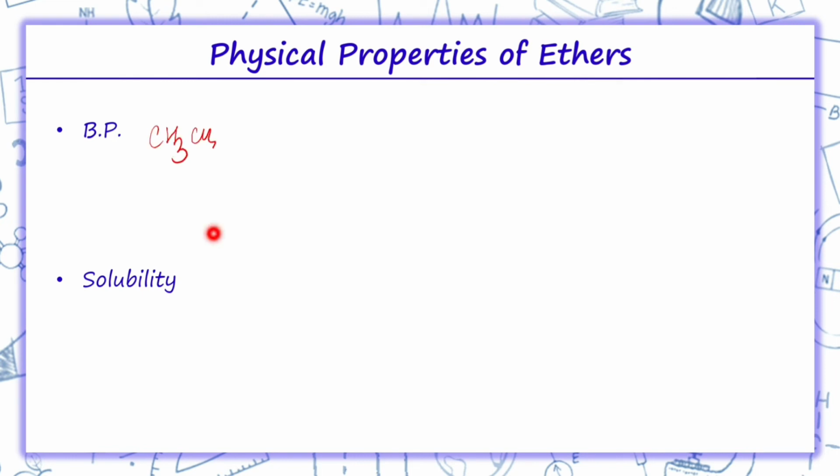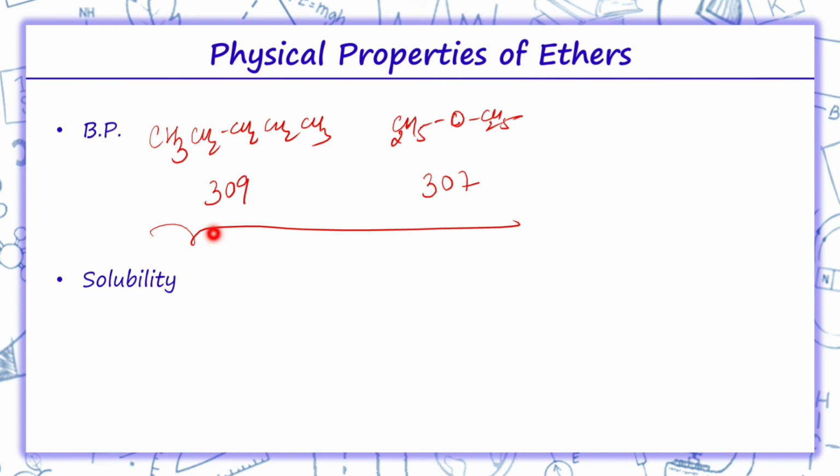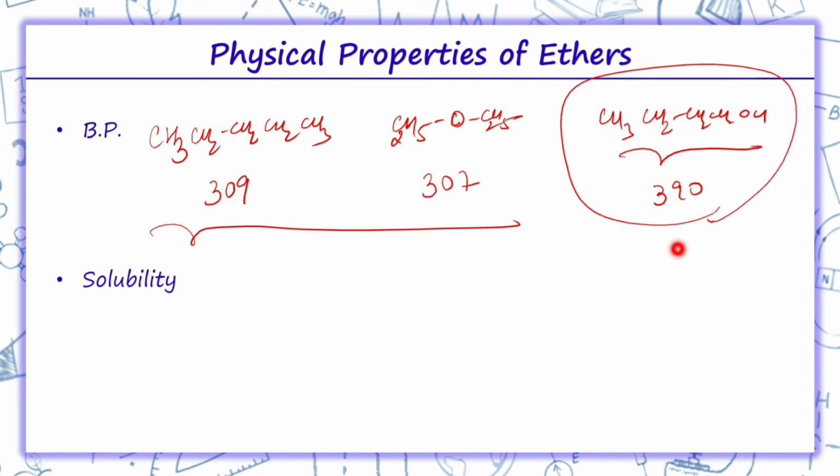Like we have over here pentane. Pentane has a boiling point of 309 K. Similarly, we have ethoxyethane. It also has a boiling point of approximately 307 K, which is approximately equal. But next we have butan-1-ol. The boiling point of butan-1-ol is 390 K. As we can see here, the boiling point of alcohol is more as compared to ethers. It is all due to the presence of hydrogen bonding in alcohol.